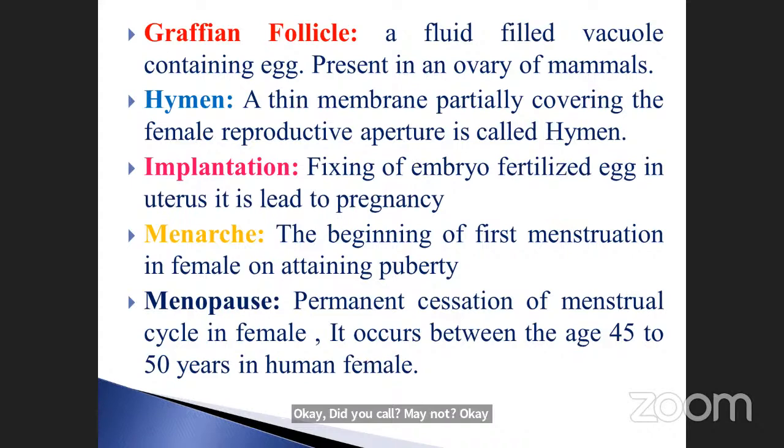And another one is called menopause. The permanent cessation of menstrual cycles in females occurs between the ages of 45 to 50 years in human females. Already you know menopause is nothing but the stopping of the menstrual cycles in this age group. So that is called menopause. These are the things you should note, and before we study this lesson, we must know these terms.